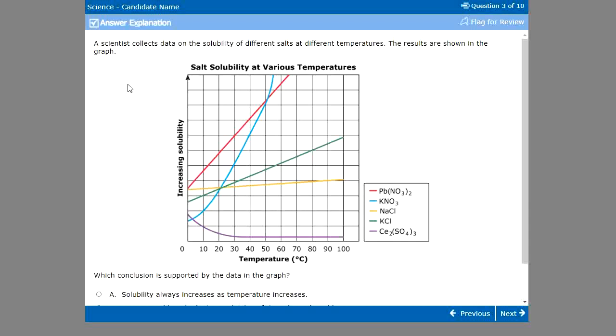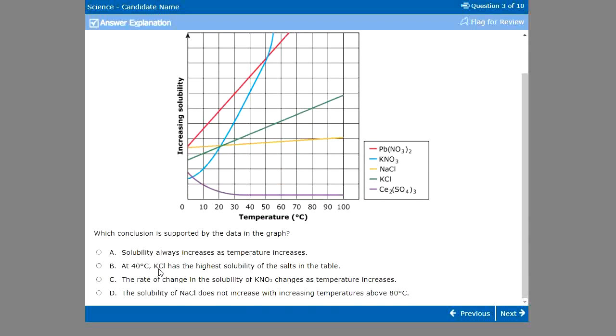What does it mean? Solubility tells us basically the maximum amount of salt that can dissolve in our specific solvent, that is different at different temperatures. So solubility depends on temperature. At a certain temperature, you can dissolve a certain amount of salt in water, for example, which is the most common solvent that we would use to dissolve salt in.